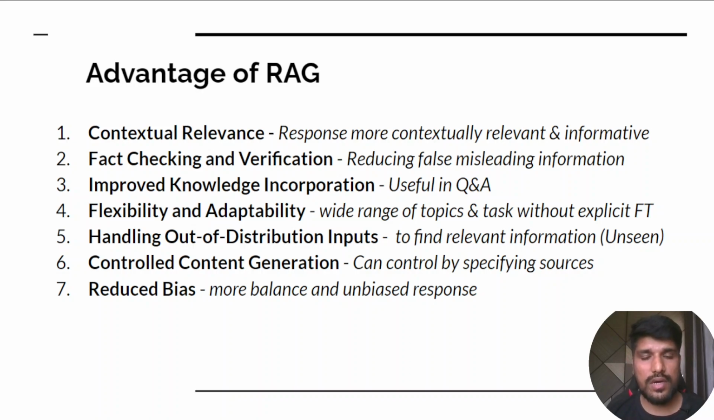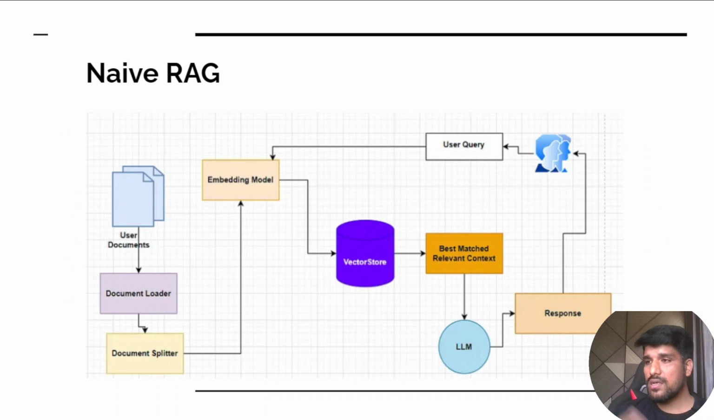We do some kind of modification so that the output is a controlled one. It is not giving very hallucinated answers or any uncontrolled answers. So it also gives controlled content generation, and the most important is it reduces bias, so it gives a more balanced and unbiased response in the RAG system. There are many more advantages of RAG, but these are some of the highlighted ones. Next, this is the naive way of implementing the RAG system.